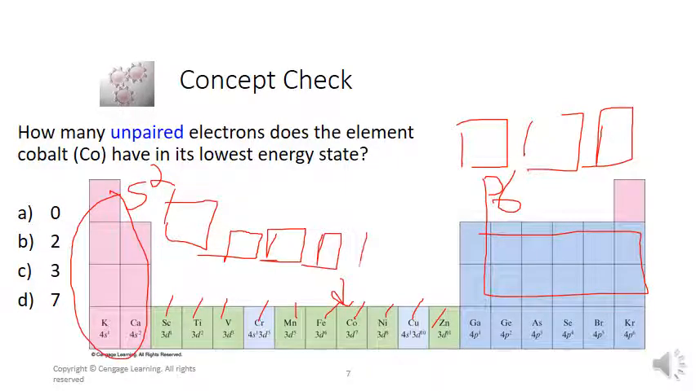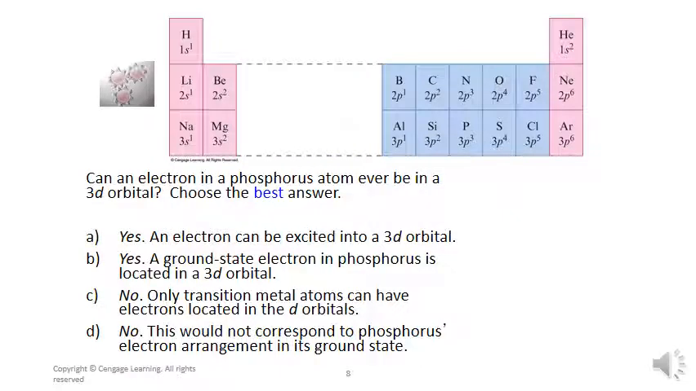So I've got to count over 7: 1, 2, 3, 4, 5, 6, 7.